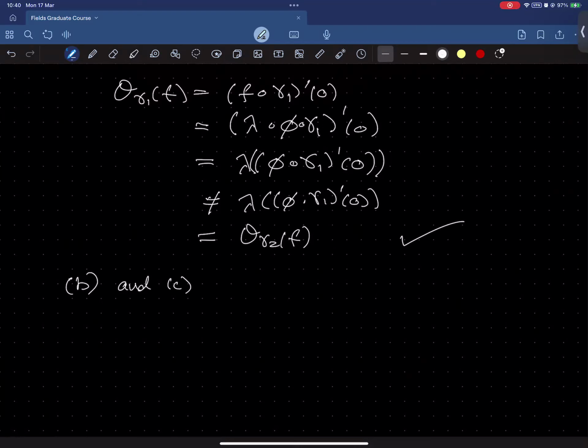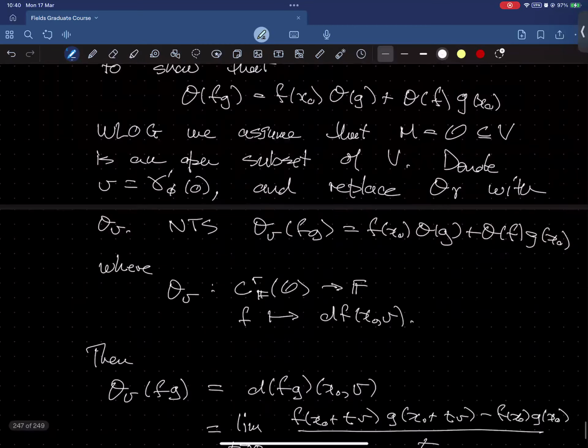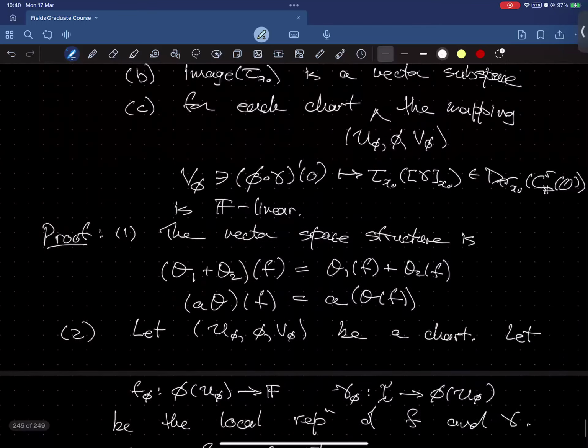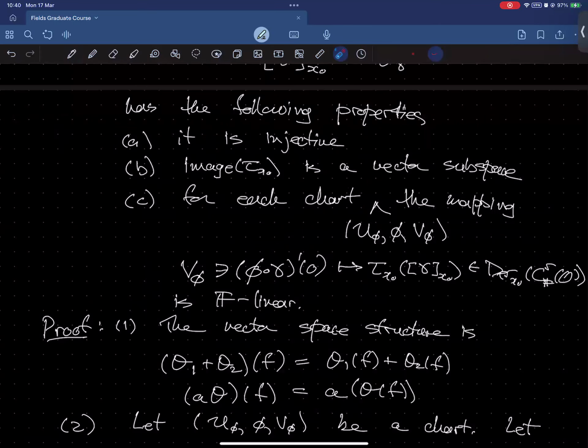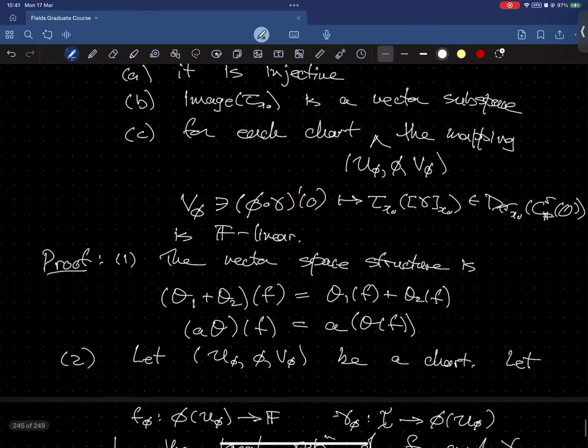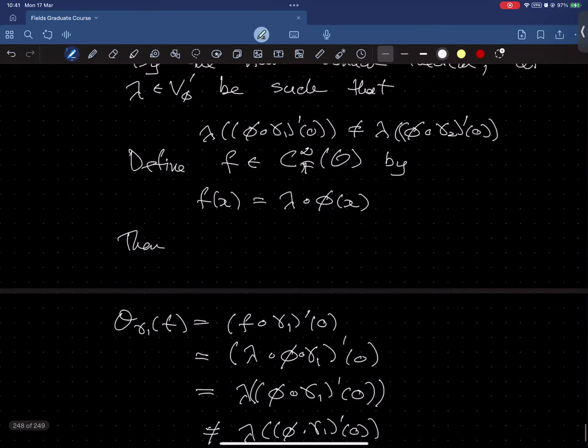Okay, so the first thing that we'll do is... I told you when I wrote down this construction that there's a thing here that has to be proved, namely that every vector in V phi can be written like this for a suitable gamma. That's kind of obvious, but I'll do it anyway.